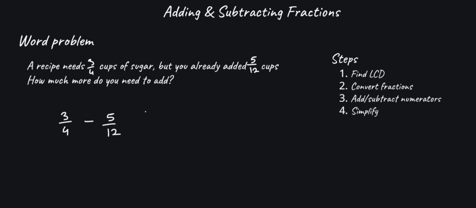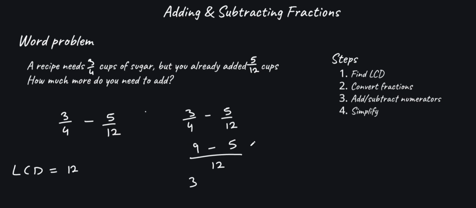You see, the denominators are different. So we need to find the lowest common denominator. In this case, the lowest common denominator is 12. Why? Because 4 goes into 12 3 times and 12 goes into 12 once. So let's solve this. 3 over 4 minus 5 over 12. The lowest common denominator there. 12 divided by 4 is 3. 3 times 3 is 9. Drop the minus sign. 12 divided by 12 is 1. 1 times 5 is 5.